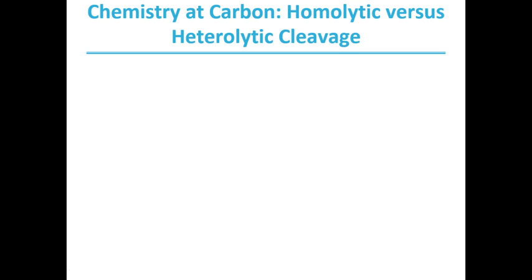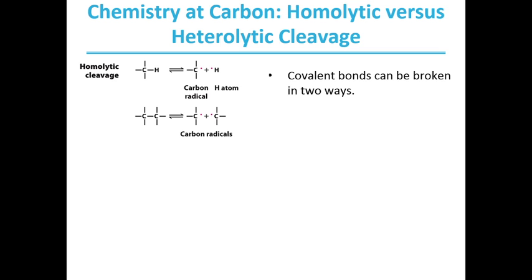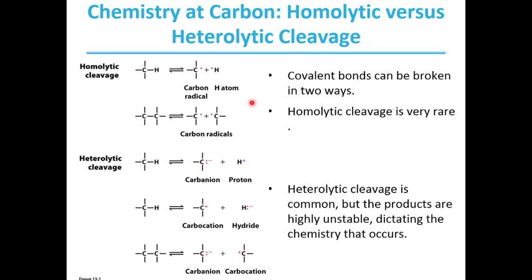Let us first consider chemistry at carbon. The covalent bond between two carbon atoms can be broken in two ways. The first way is a homolytic cleavage, in which carbon-carbon bonds break into radicals, or carbon-hydrogen bonds break into carbon and hydrogen radicals. This kind of cleavage is very rare.